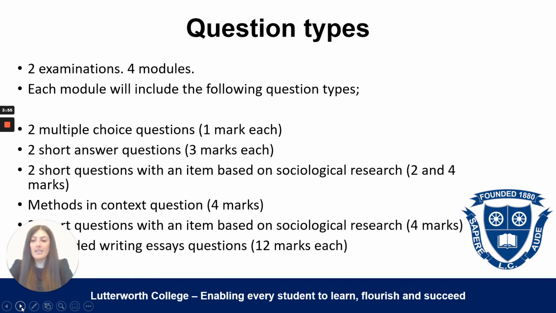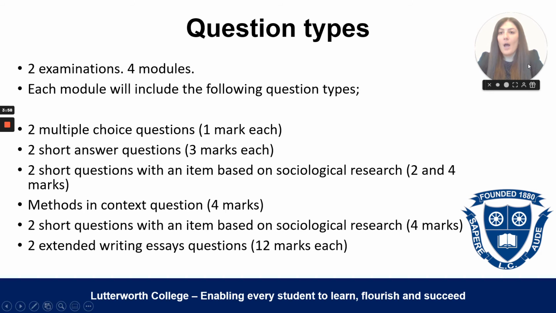There are a variety of different question types amongst the 4 modules, but the questions stay the same, so you've got to learn the question skill. You'll have 2 multiple choice questions, 2 short answer questions worth 3 marks, and 2 short questions based on research, worth 2 marks and 4 marks. Then a methods in context question, where you get a research method and a topic and have to link them together. There are 2 short questions based on research again, but with an item this time. And the final question: 2 extended writing essays, worth 12 marks each.